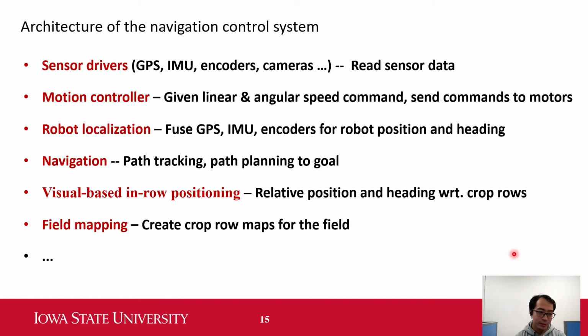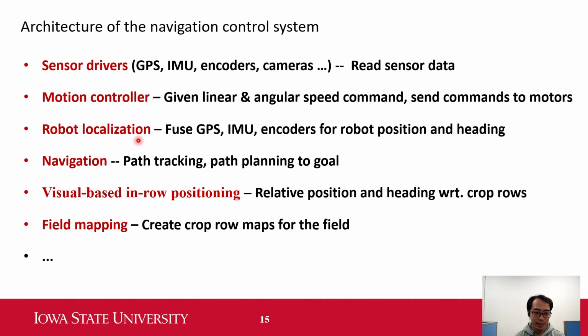After modeling, we can design the architecture of the navigation system. The navigation control system should have the following modules, which is similar to autonomous driving. It should have sensor drivers, very low level, and a motion controller, which is based on the linear and angular speed command. We send the proper commands for the motors to move.